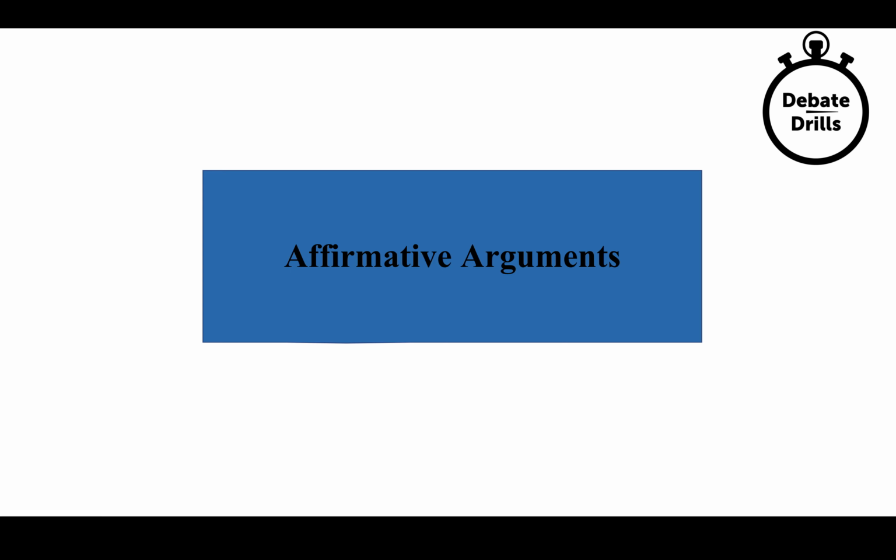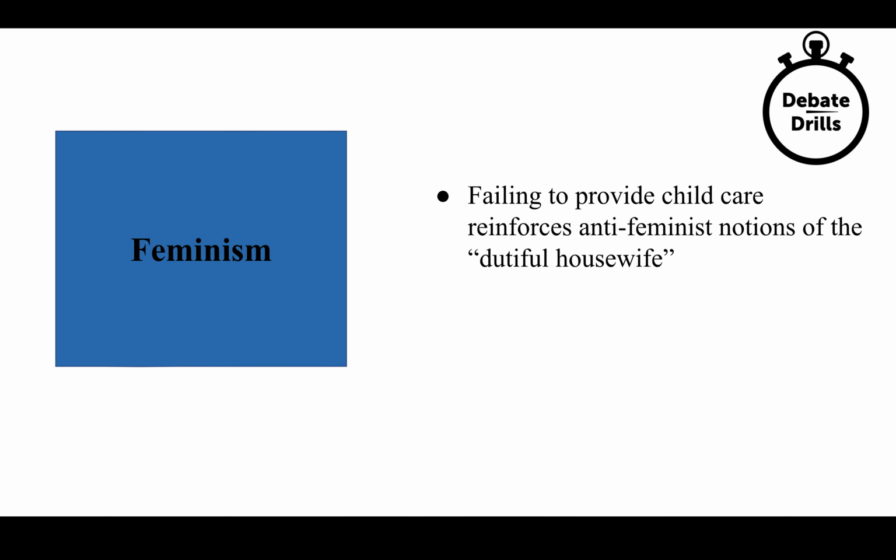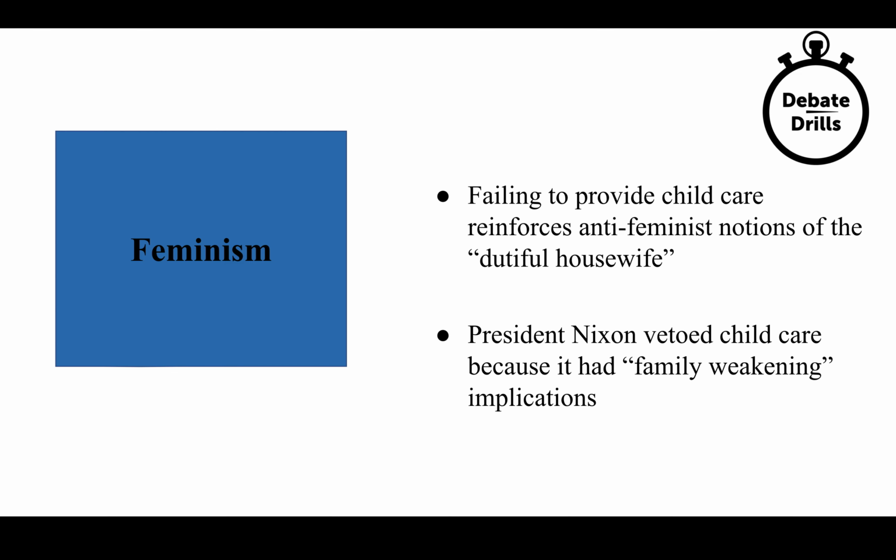Now that we have an understanding of the context and history of this issue, what are various reasons that you might offer for why childcare should be guaranteed by the government? The first set of arguments is related to feminism, right? Failing to provide childcare reinforces anti-feminist notions of the dutiful housewife. President Nixon himself vetoed childcare because it had family-weakening implications.